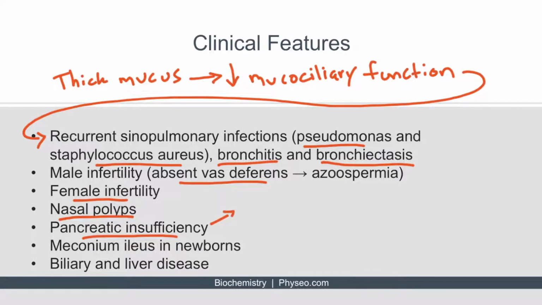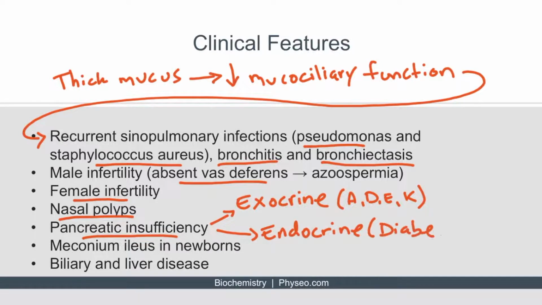Exocrine pancreatic failure leads to fat malabsorption, leading to vitamin A, D, E, and K deficiencies, and endocrine pancreatic failure can lead to diabetes. In newborns, the first stool is known as the meconium.